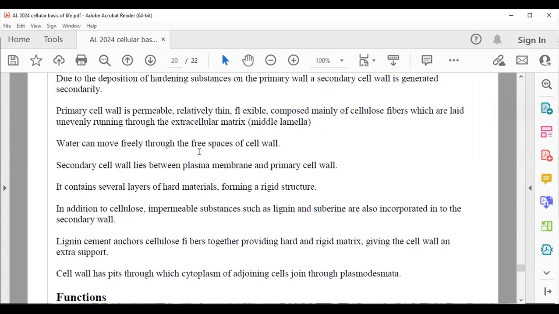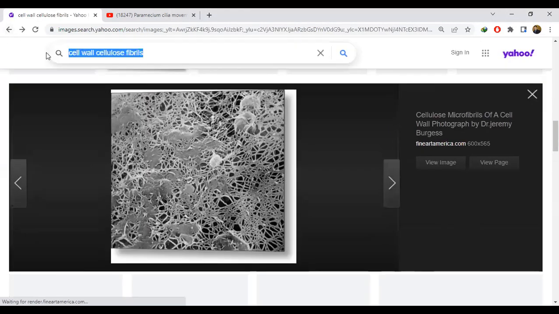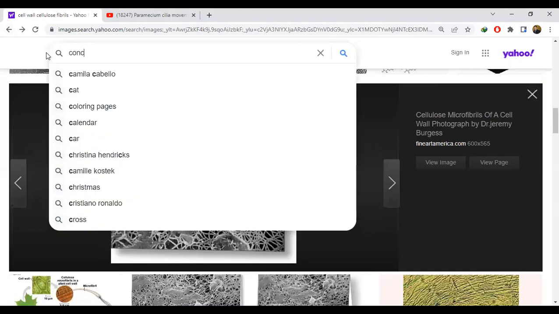So what do you mean by lignin cements and anchors cellulose fibers together? Yeah, I told you. Here, the cellulose fibers are there, right? Yes, sir. So it is almost like concrete. Have you seen how they make concrete?